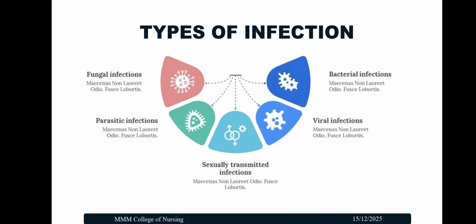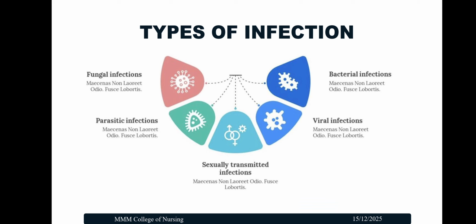There are 5 types of infection, that is bacterial infection, viral infection, sexually transmitted infection, parasitic infection and fungal infection. We'll see in detail about each one of the infections, how it is caused, what are the examples and how it can be treated. First we'll see about bacterial infection.